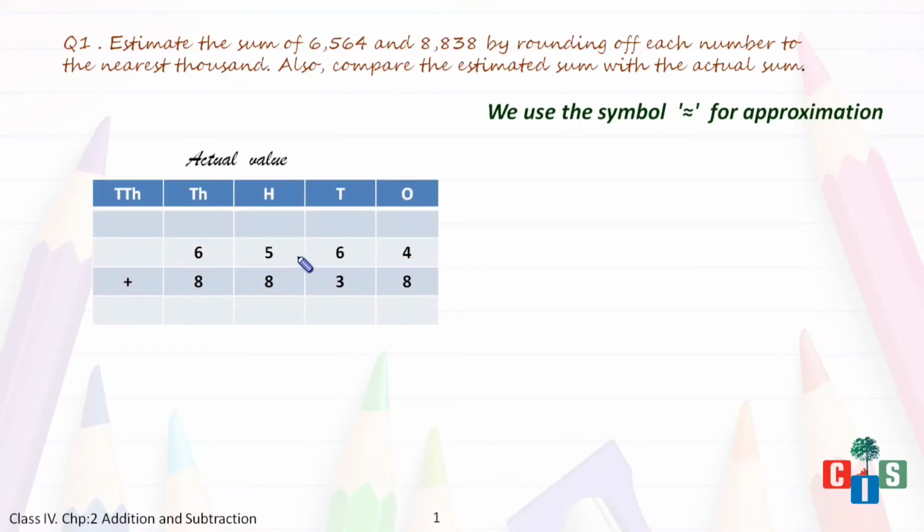The actual values are 6,564 added to 8,838. So let's start with addition. 4 plus 8 will give me 12. 1 plus 6 plus 3 will give me 10. Then 1 plus 5 plus 8 will give me 14, and 1 plus 6 plus 8 will give me 15. So my actual sum is 15,402. Now what I have to do is round off each number.